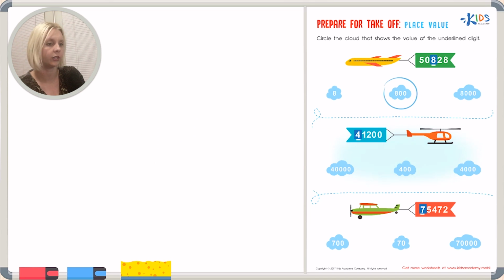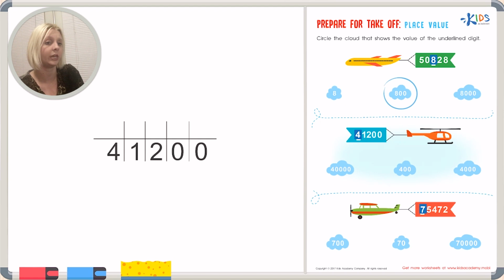Okay, let's go to the next one. Our next one here is on the helicopter. And again, I want to plug this into my little chart to keep everything organized, okay? So let me start with the number. The number is 41,200, okay? And I'm going to space those out just a little bit so I can draw the lines in between. So I'm going to draw lines between each number here to keep myself organized, just like this.